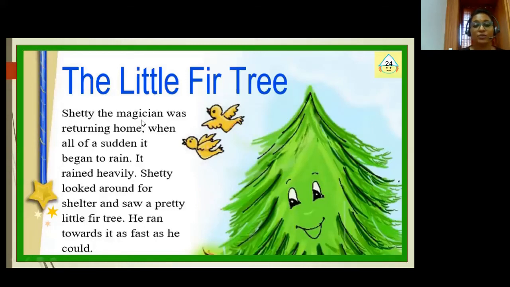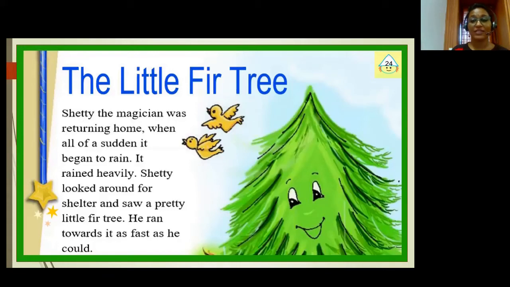Shetty the magician was returning home when all of a sudden it began to rain. It rained heavily. Shetty looked around for shelter and saw a pretty little fir tree. He ran towards it as fast as he could.